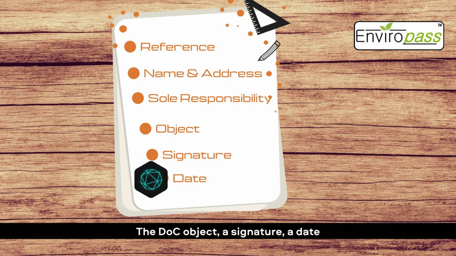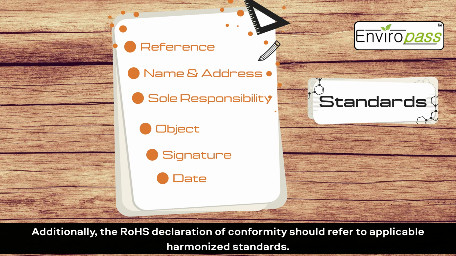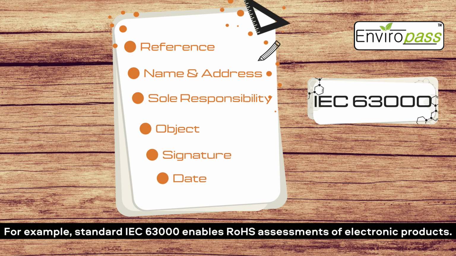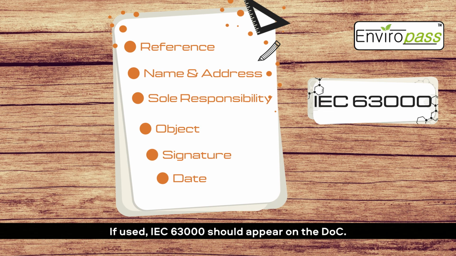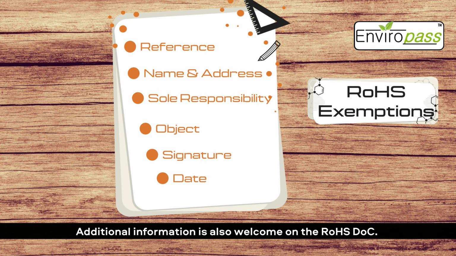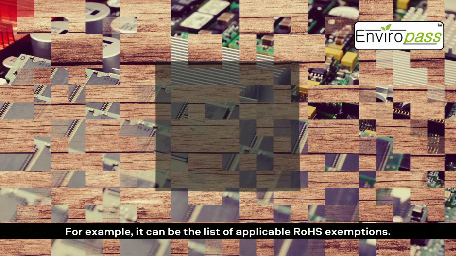a date. Additionally, the RoHS Declaration of Conformity should refer to applicable harmonized standards. For example, standard IEC 63000 enables RoHS assessment of electronic products. If used, IEC 63000 should appear on the DoC. Additional information is also welcome on the RoHS DoC. For example, it can be the list of applicable RoHS exemptions.